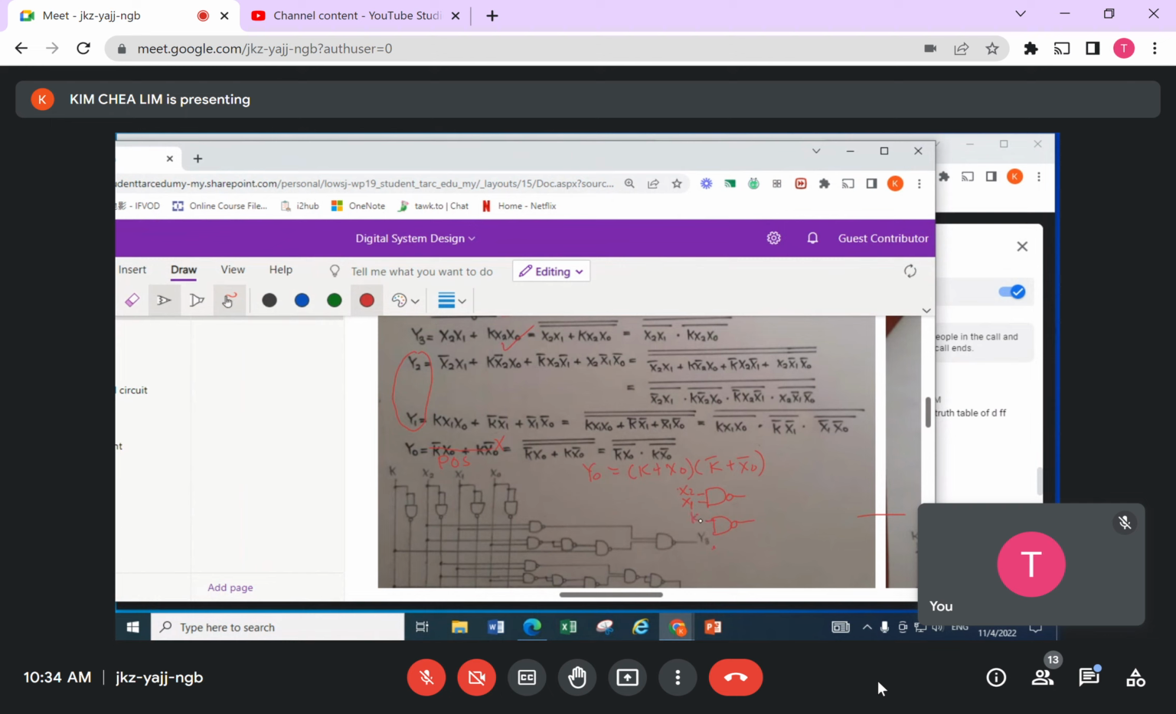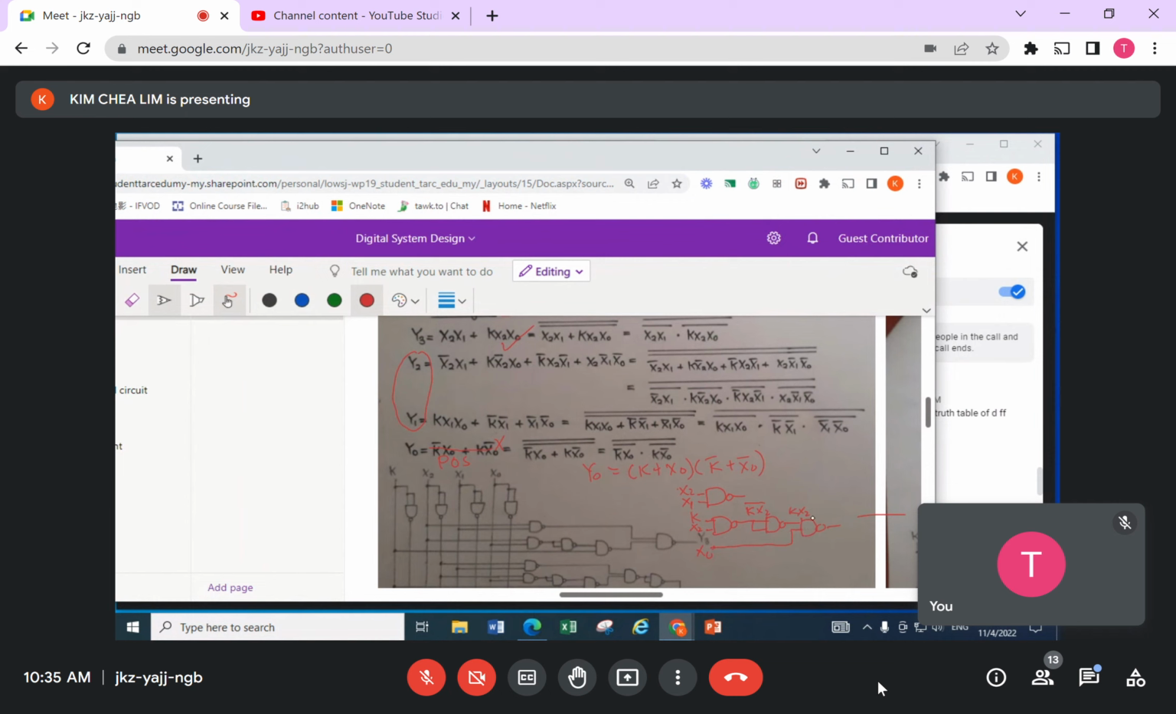So K X2, K X2. With this one here, I am going to get my K X2 bar. I don't want this, so I put a NOT gate here to get my K X2. Then after that, I am going to combine with another NAND gate, these are its inputs. The last one here is the X0.